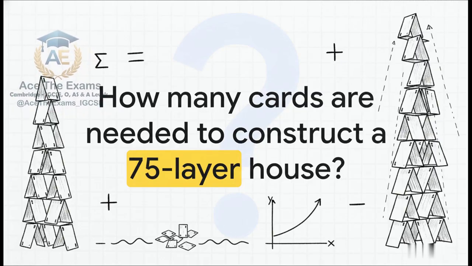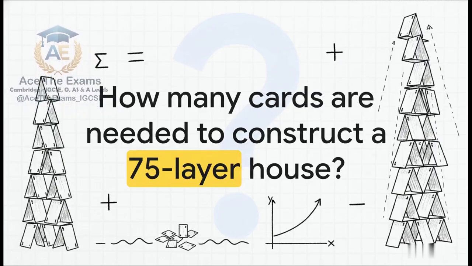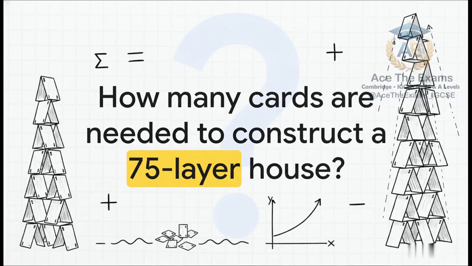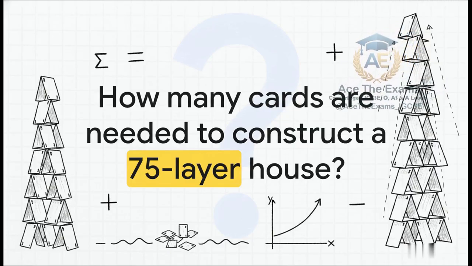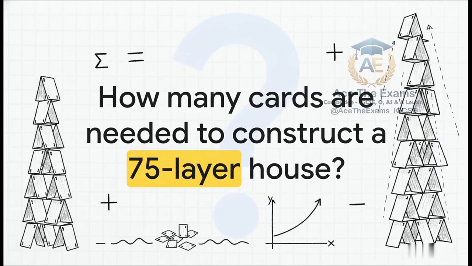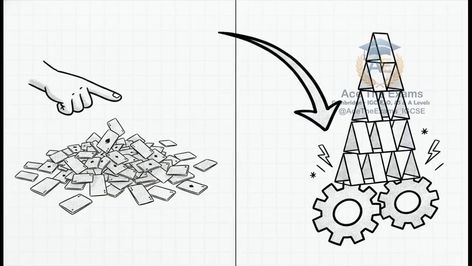But what happens when we scale this whole thing up? Think about the world record, which is a massive house of cards 75 layers high. So ask yourself, how many cards would you actually need to build that? You definitely don't want to sit there manually mapping out 75 layers and counting them one by one, right? It would take forever, and honestly, one tiny mistake and you've ruined the whole count. This is exactly why we need mathematical formulas. And this is where algebra swoops in to save the day.